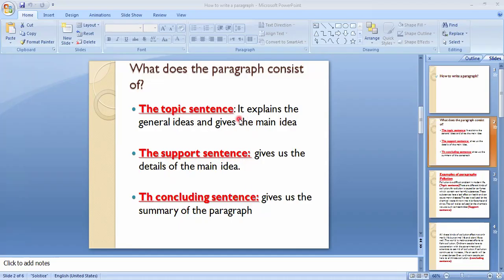What does every part refer to? The topic sentence explains the general idea and gives the main idea. We have the support sentence, which gives us the details of the main idea. The concluding sentence gives us the summary, or the brief, of the paragraph. So these are the steps of how to write a paragraph.